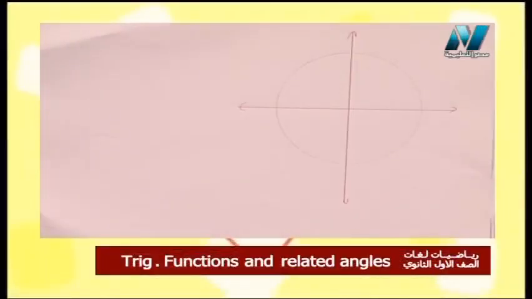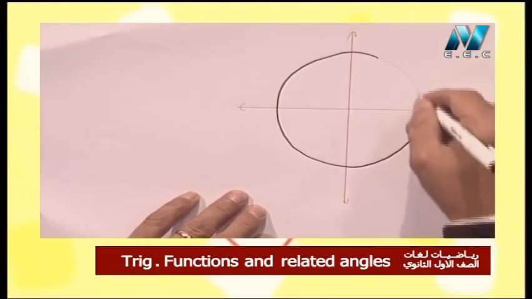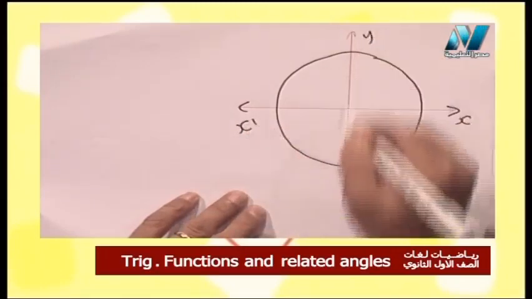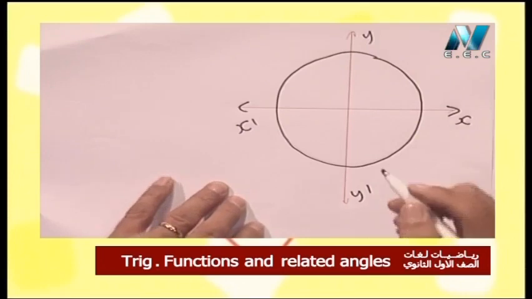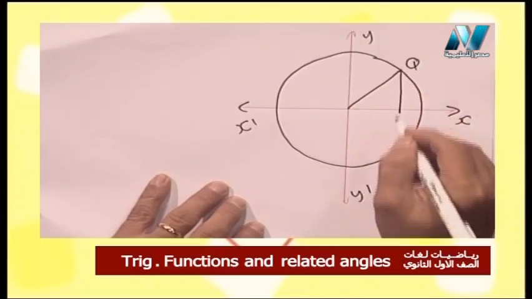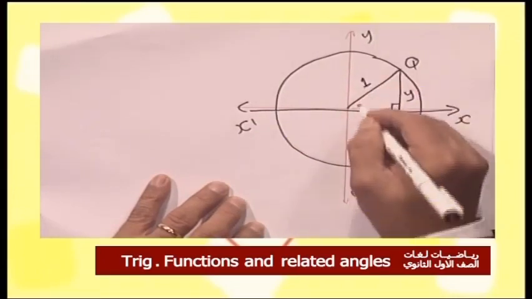Okay, let's go to another paper. Here we will move to another unit circle to find out some sine or cosine functions. We have here a unit circle. This is a circle, and we have the x-axis and y-axis, and we have any point Q. If we drop a perpendicular, then this is x, this is y, and this is 1, and this is the angle theta.